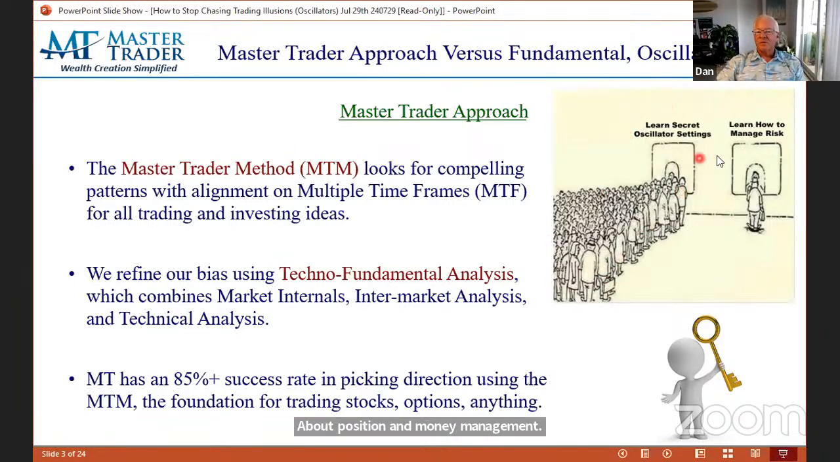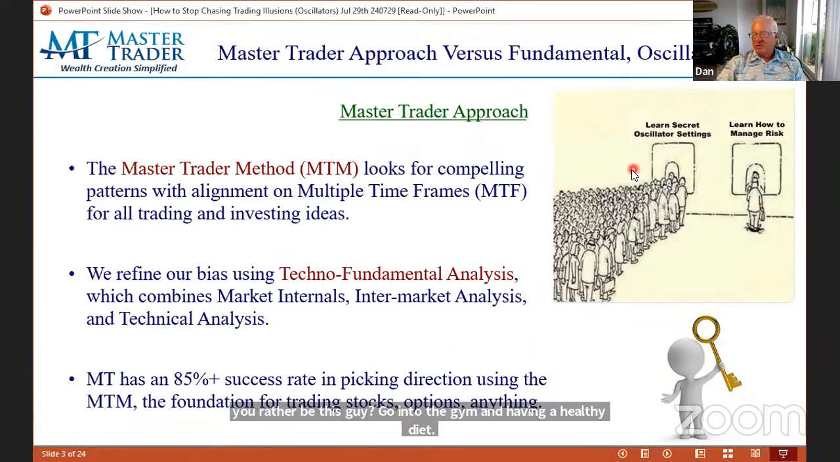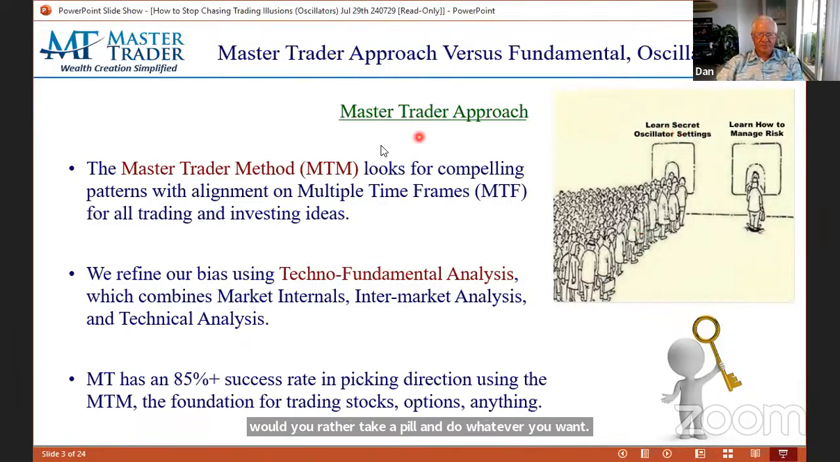The term secret is embedded in human psychology and marketing. So just think of other industries and analogies of false advertising. Losing weight is a perfect one. Would you rather be this guy going to the gym and having a healthy diet, or would you rather take a pill and do whatever you want? So it's a perfect analogy.